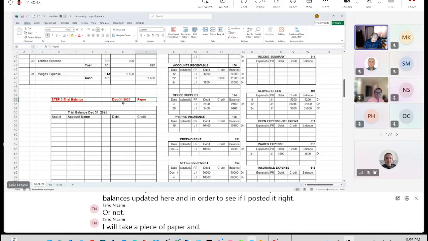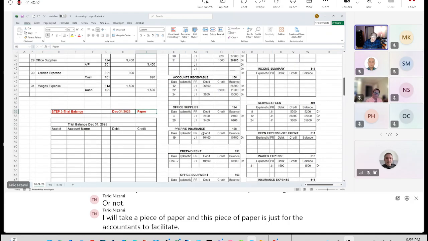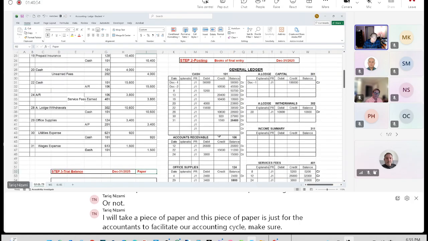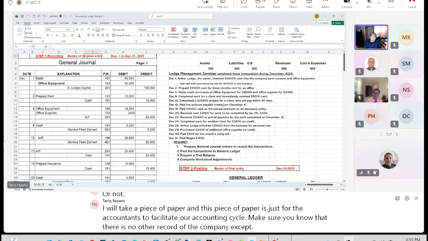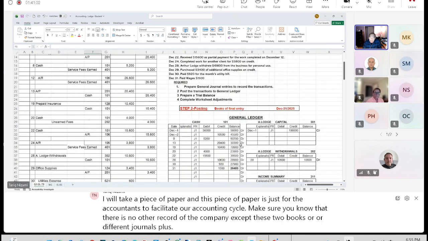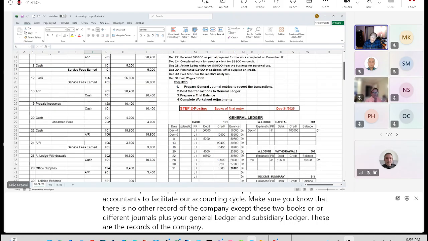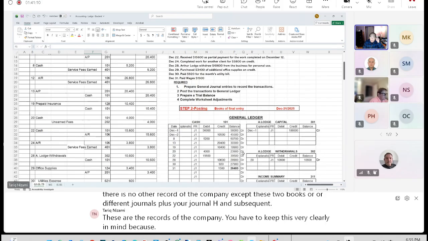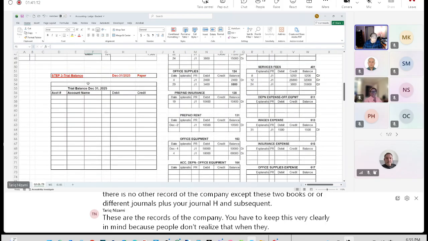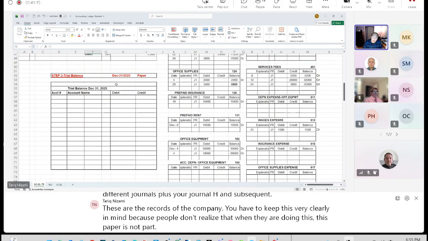And this piece of paper is just for the accountants to facilitate our accounting cycle. Make sure you know that there is no other record of the company except these 2 books or different journals, plus your general ledger and subsidiary ledger. These are the records of the company. So you have to keep this very clearly in mind, because people don't realize that when they are doing this, this paper is not part of the record.